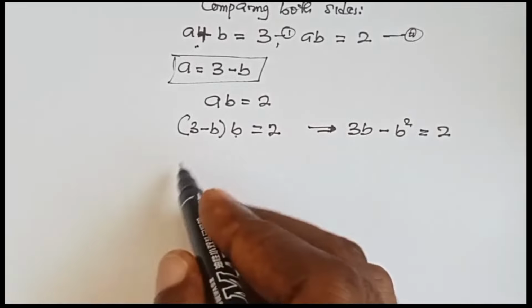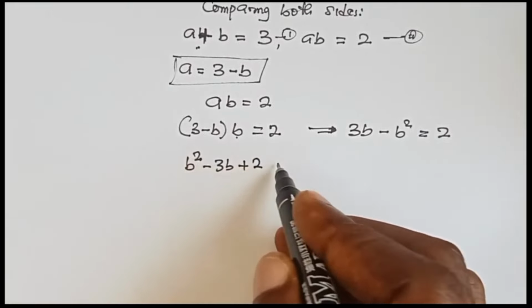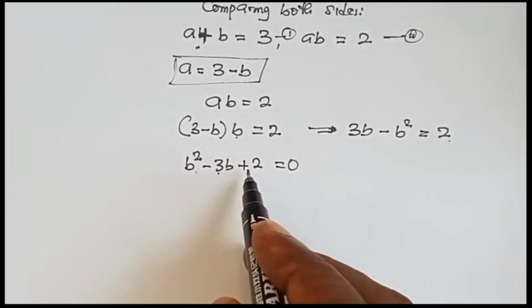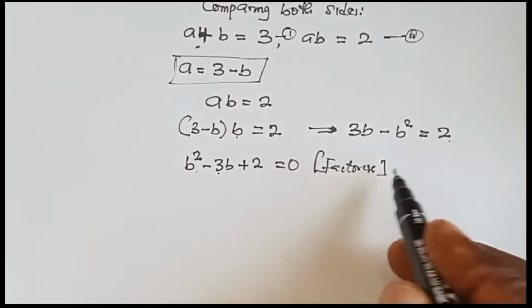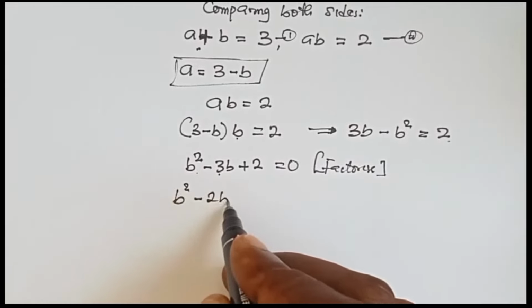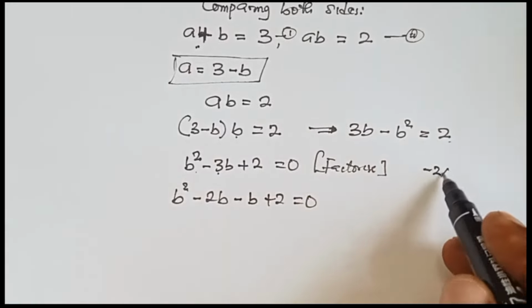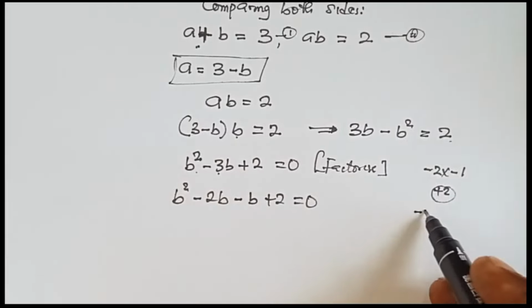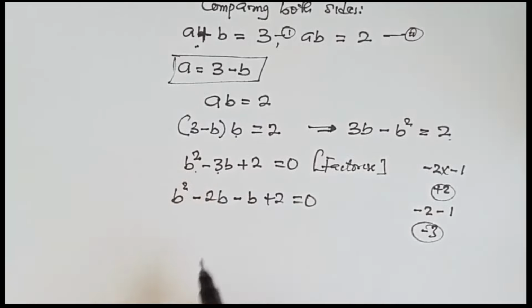So let's rearrange. If you rearrange this, it becomes b squared minus 3b plus 2 equals 0. Then we factorize. Factors of 2 that will give us minus 3, and that is minus 2b minus b plus 2 equals 0. Because minus 2 times minus 1 will give us plus 2, that's the plus 2 we have here. And minus 2 minus 1 will give us minus 3, that's the minus 3 that we have here.